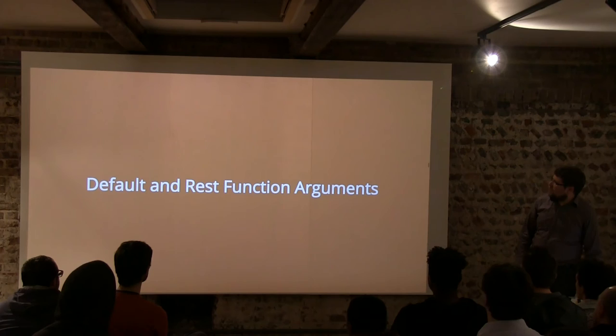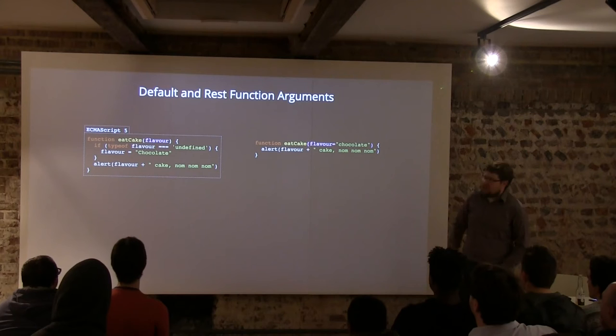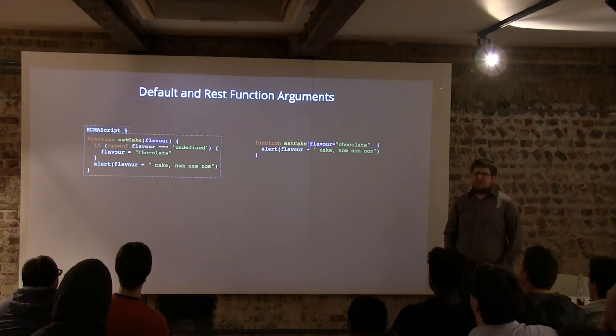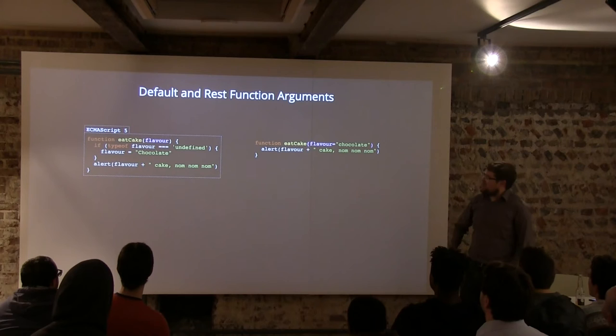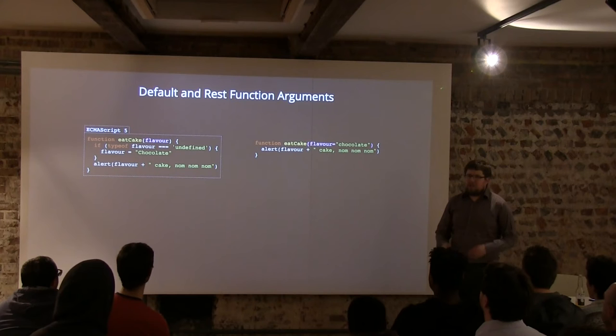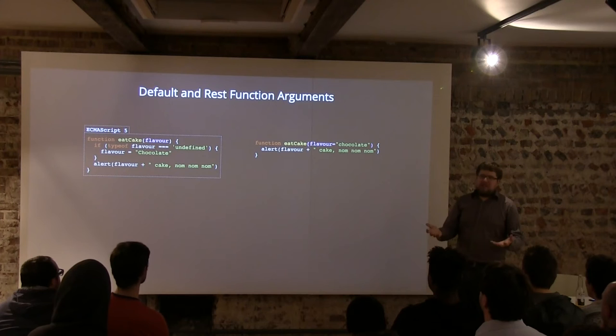So, default and rest function arguments. Another thing. Again, the one on the left is how you would write it in ES5. We do this quite often. We have functions, and of course you can call a JavaScript function with fewer arguments than it has, and the remaining arguments just get set to undefined. So we often end up with code that checks whether an argument is missing, and if it is, sets a default. Actually, we probably usually write slightly simpler code than this. We probably do an equals null check, which is not quite correct. It's correct for most cases, but sometimes you genuinely meant to pass null as an argument.